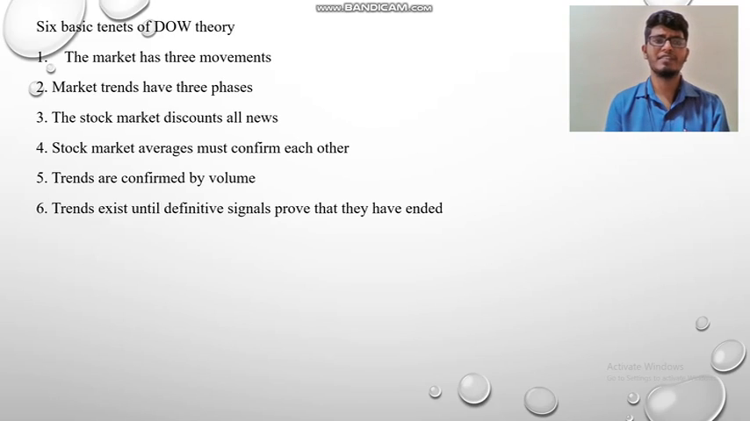Well, here are the 6 basic tenets of Dow theory, where we are going to study each and every one in detail. First one, the market has three movements. The market tends to have three phases. The stock market discounts all news. Stock market averages must confirm each other. Trends are confirmed by volume, and trends exist until definitive signals prove that they have ended.